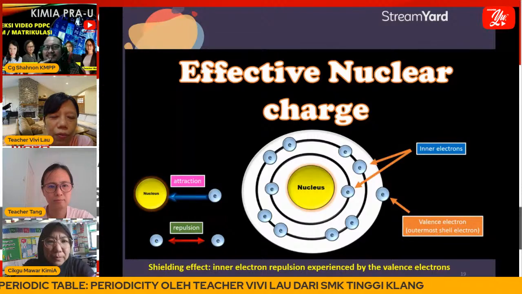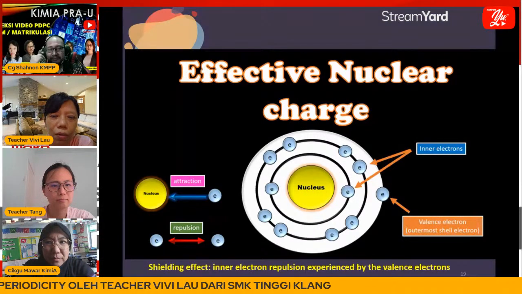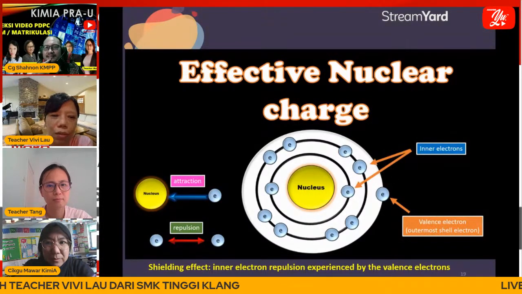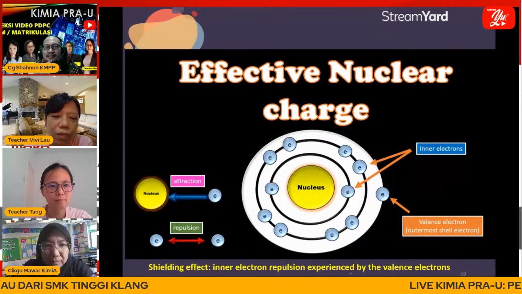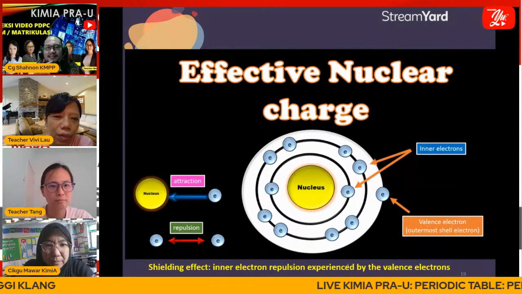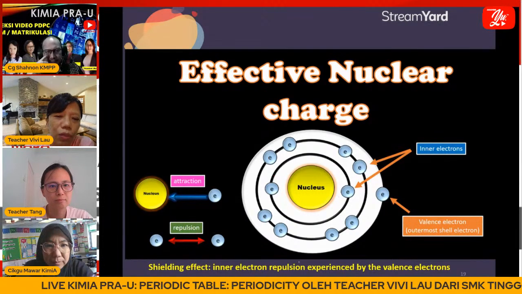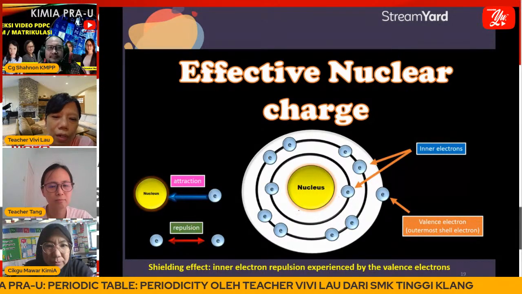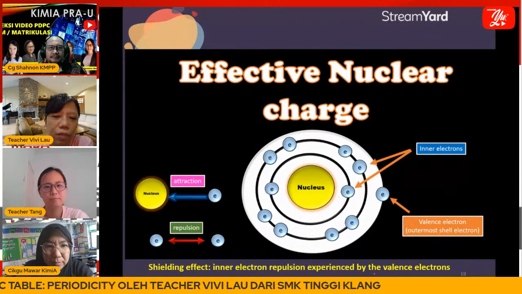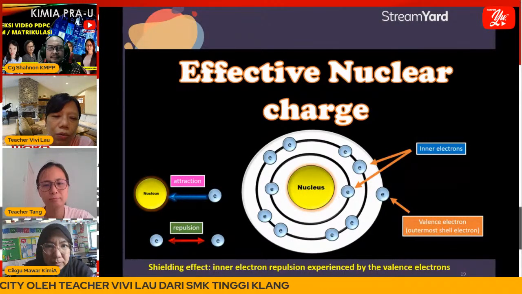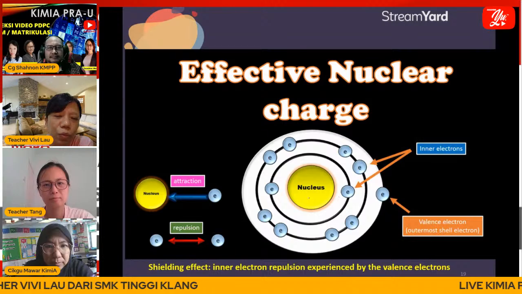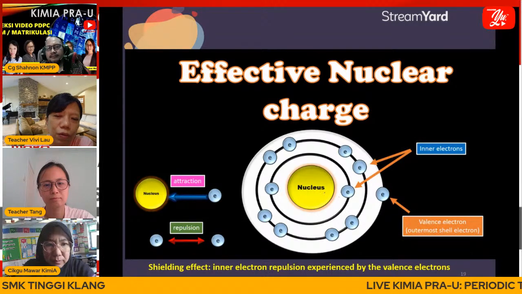Then effective nuclear charge considers the nuclear charge minus the screening effect, the number of inner electrons. The screening effect is because of the repulsion between the inner electrons, experienced by the valence electron. So the screening effect protects the valence electron from the attraction of the nucleus.